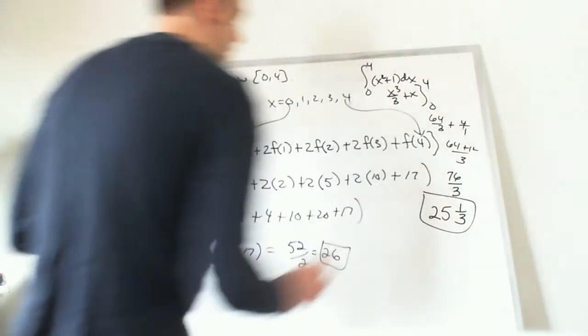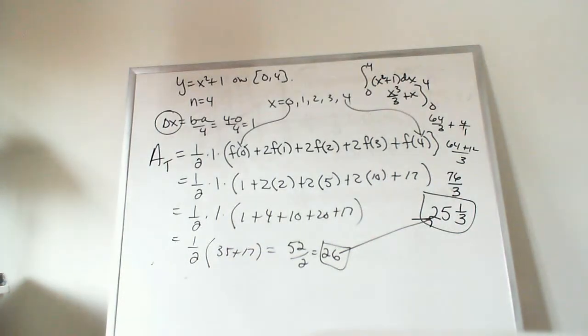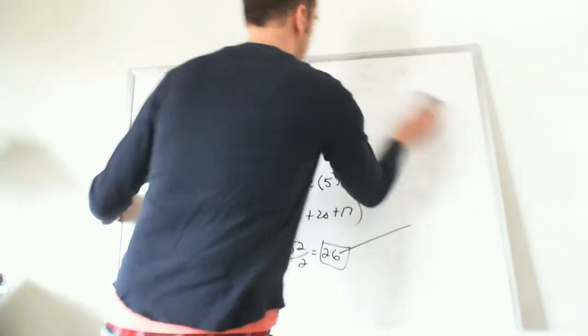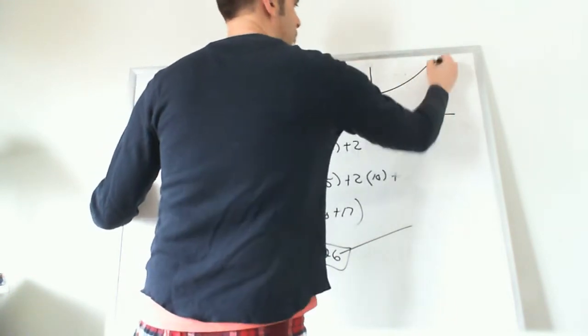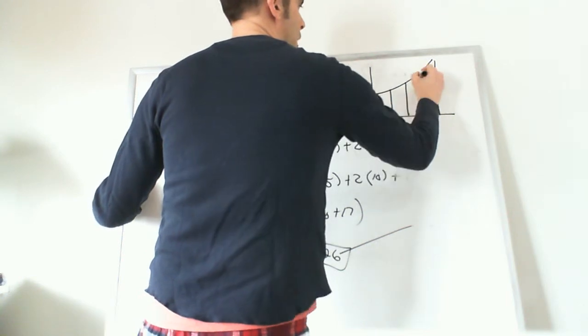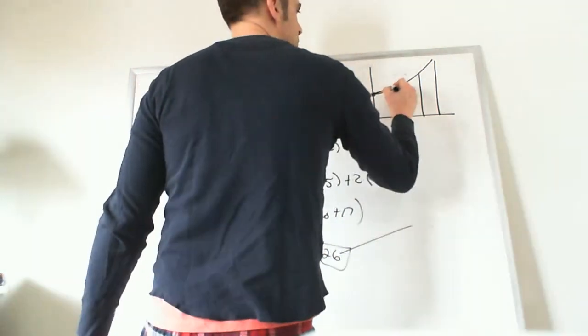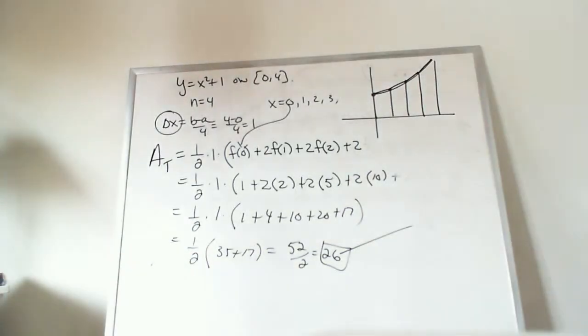So we could see here that our approximation is greater than the actual value. The actual value is 25 and 1/3. The approximation is 26. So why is that the case? Well, if we take a look at the sketch of this function, x squared plus 1 like I had before, on the interval from 0 to 4, the approximation is greater than the actual value because when I constructed my trapezoids, a portion of it was outside the enclosed region. So of course we ended up with more area than what we should have.